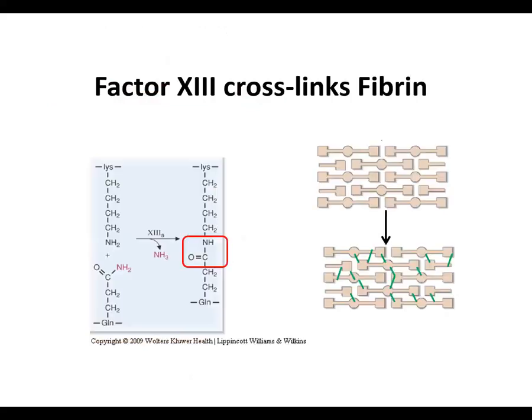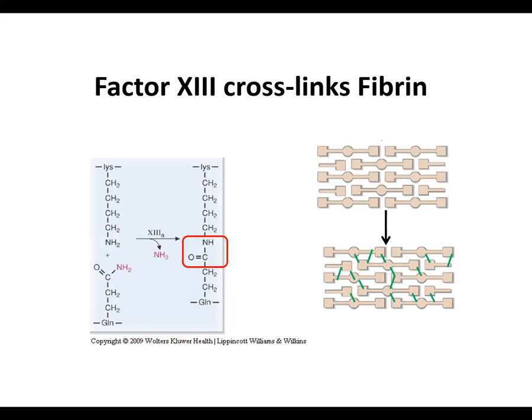The next step in the coagulation cascade is to cross-link the fibrin. The cross-link is accomplished by forming an amide bond between a lysine from one fibrin molecule and a glutamine from a second neighboring fibrin. The amide bond in this figure is shown by a red circle. This reaction is catalyzed by factor 13, which is a transglutaminase. And note that the reaction gives off ammonia as a byproduct.